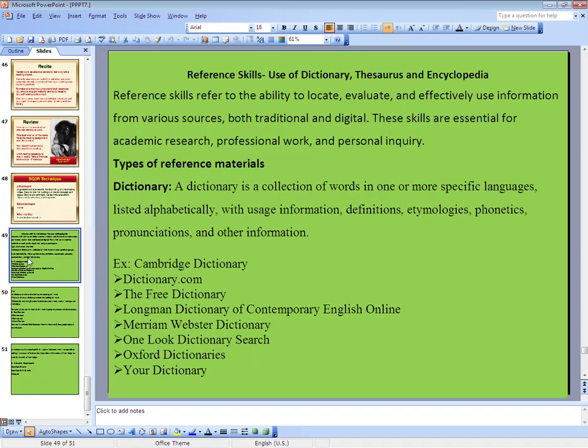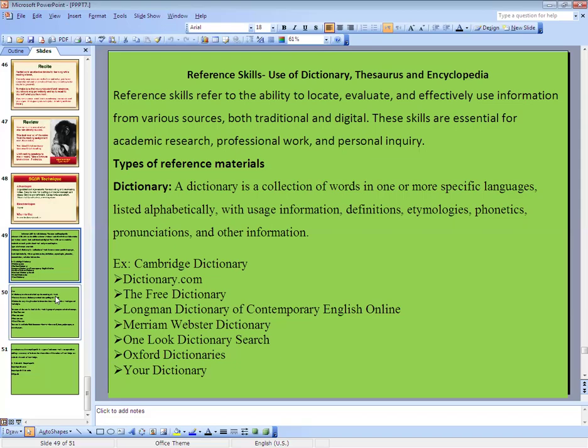In the classroom, in the schools, we are using different kinds of reference materials like dictionary, thesaurus, and encyclopedias. Dictionary, we all know, is a collection of words in one or more specific languages, listed in alphabetical order with usage information. There are definitions, etymologies, phonetics, pronunciations, and grammar is also given. So we have Cambridge Dictionary, dictionary.com, Free Dictionary, Longman Dictionary, Merriam Dictionary, Your Dictionary, Oxford Dictionaries.